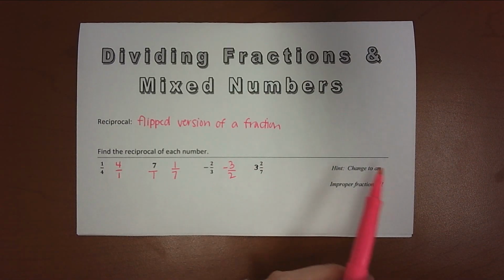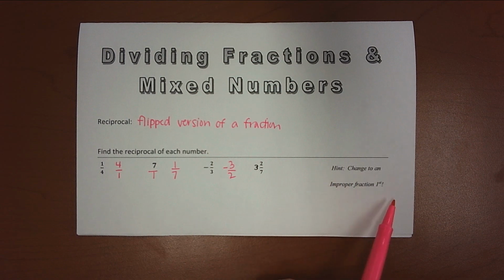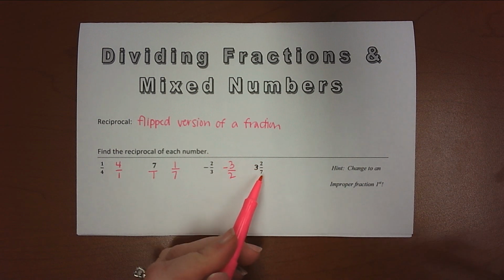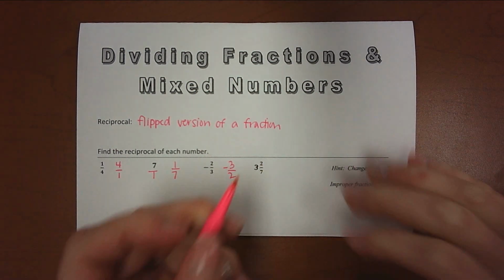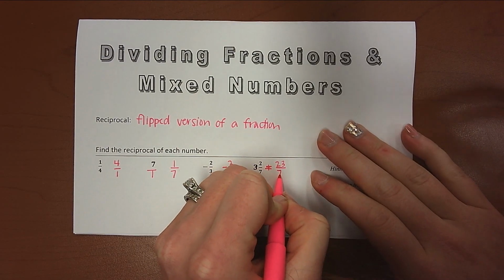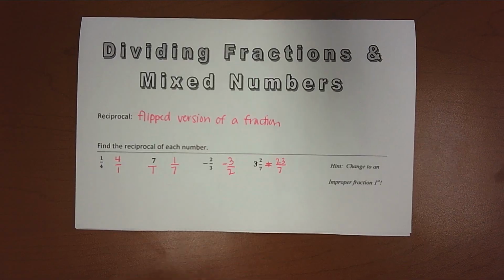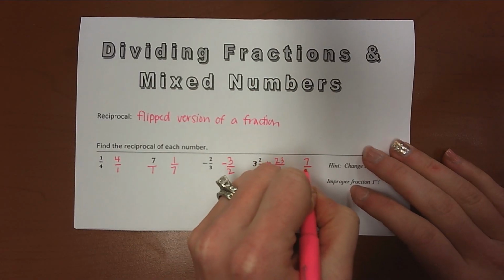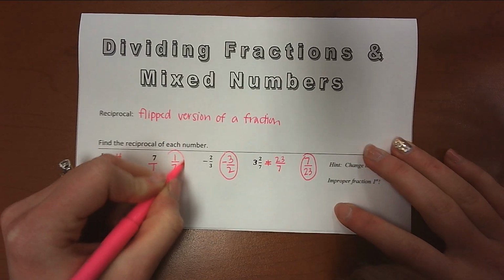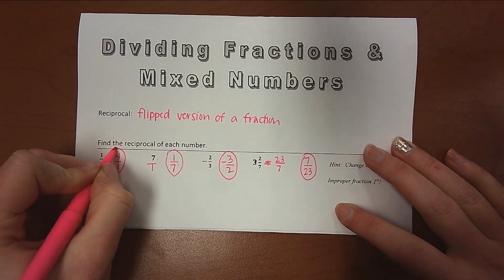This last one gives us a little hint. It says hint, change to an improper fraction first. So before we can find the reciprocal here, we're actually going to have to convert it to an improper fraction. So we do 3 times 7 plus 2 is 23, equals 23 over 7. And so the reciprocal of 23 over 7 is 7 over 23. And so here are my reciprocals for each of these fractions.